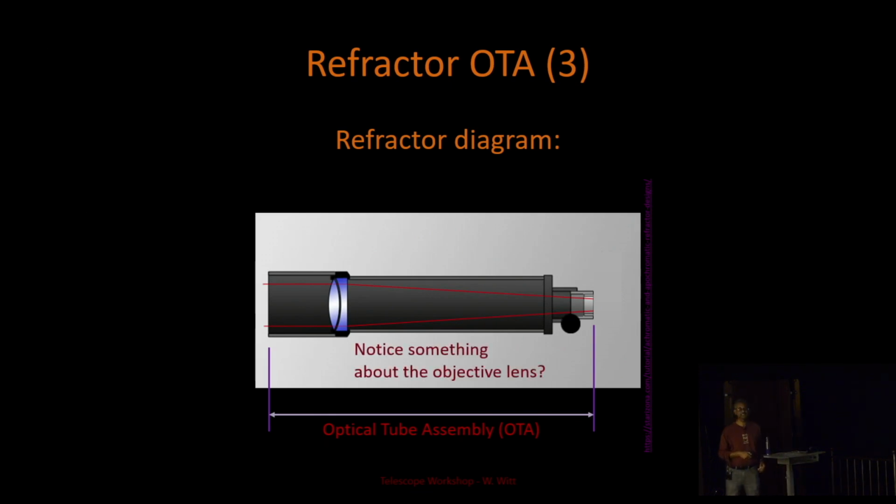Do you notice anything about this objective lens? Does it look like a typical lens that you would see? Well, it's a little different, right? So you have this lens here, and then there is something else behind that, right? Yeah, so it's really a complex lens assembly, and we'll talk about why.